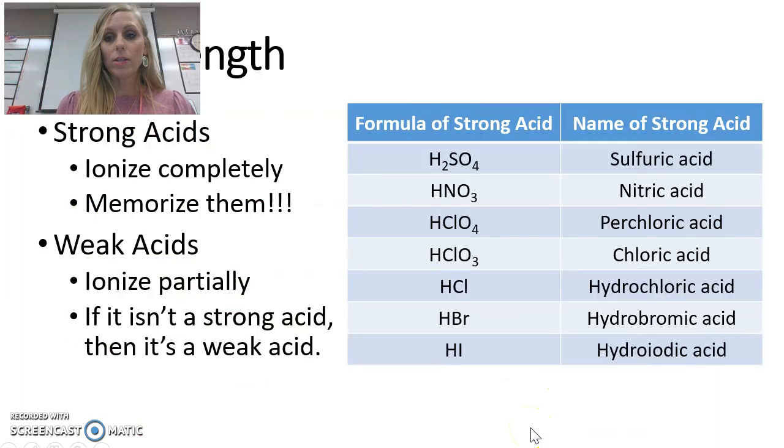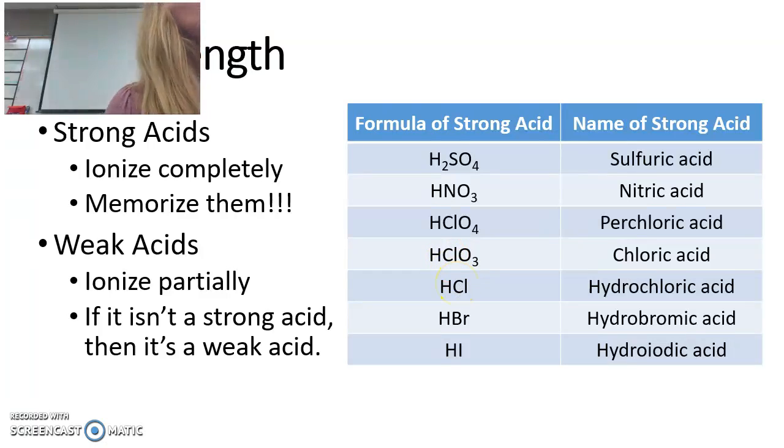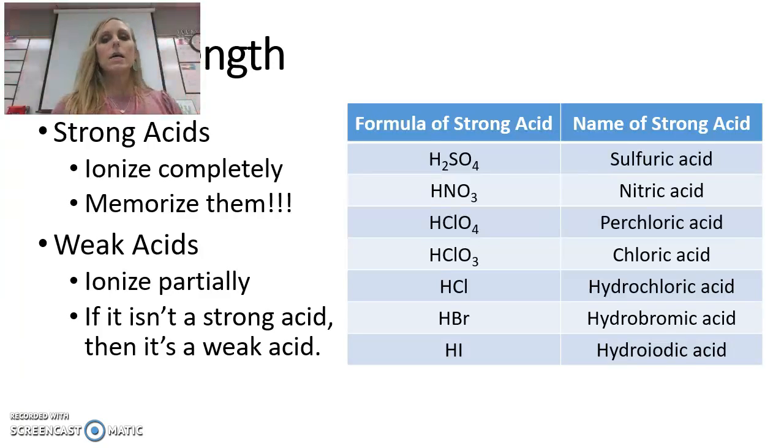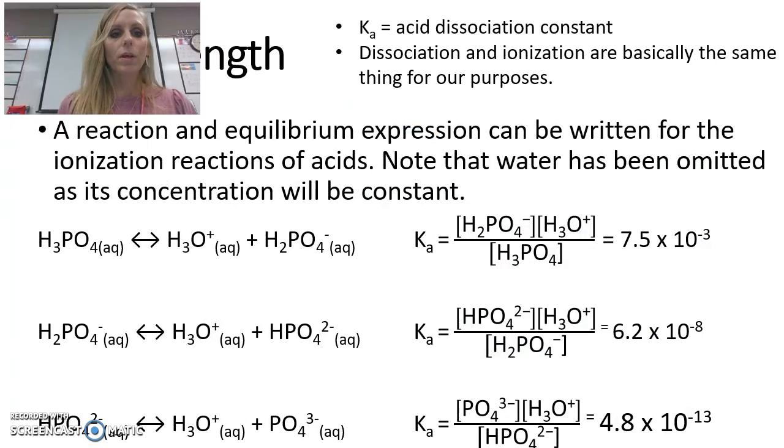Here's your slide that you need to memorize. There are 7 acids. Notice that you have a lot of chlorine-related acids, and then chlorine, bromine, and iodine. I'm trying to just give you some tidbits here. Chlorine, bromine, and iodine are all halogens, right? And then sulfuric and nitric acid, you just need to memorize.